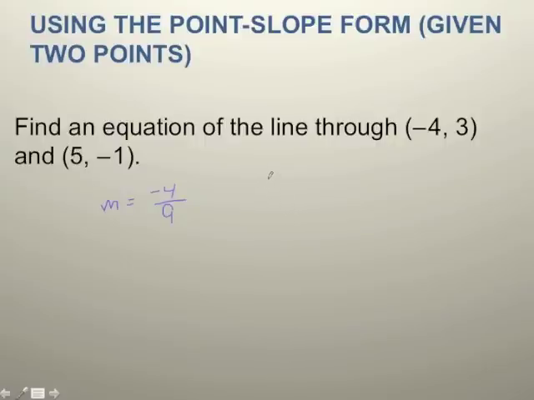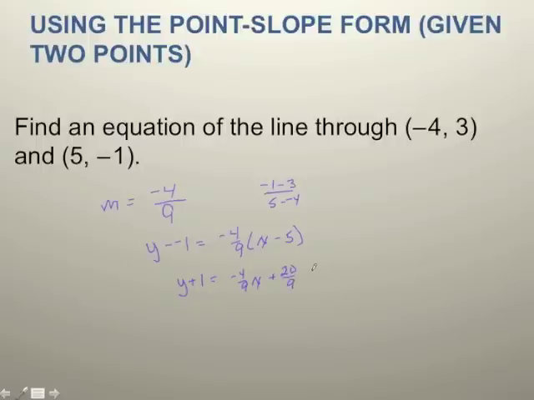Now, actually doing the calculation on that, negative 1 minus 3 over 5 minus negative 4, you can see comes out negative 4/9. Now, finding the equation of the line, we can use either pair of points. It doesn't matter. So y minus negative 1 equals negative 4/9 times x minus 5. So y plus 1 equals negative 4/9 x plus 20/9.